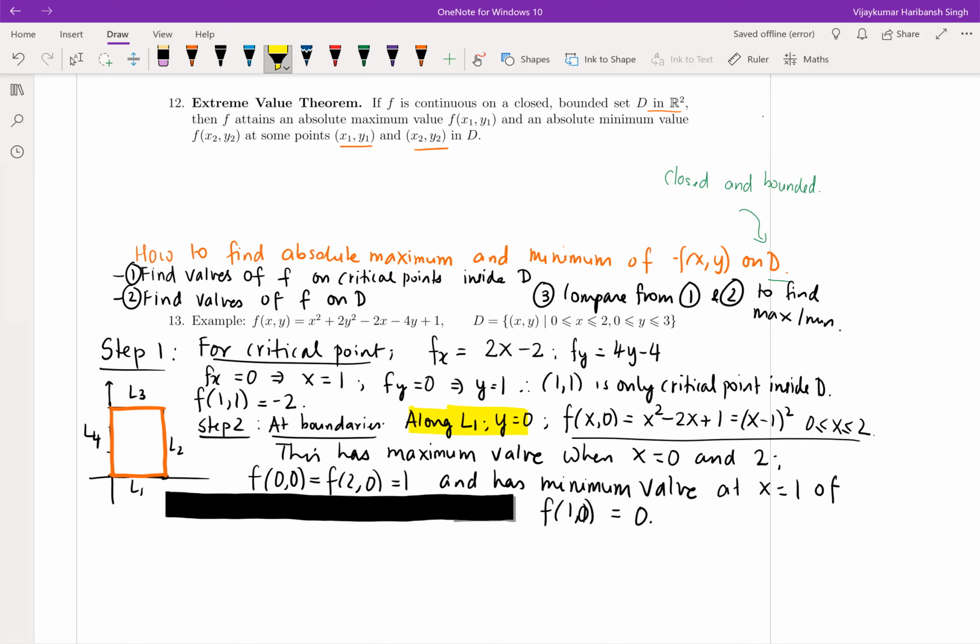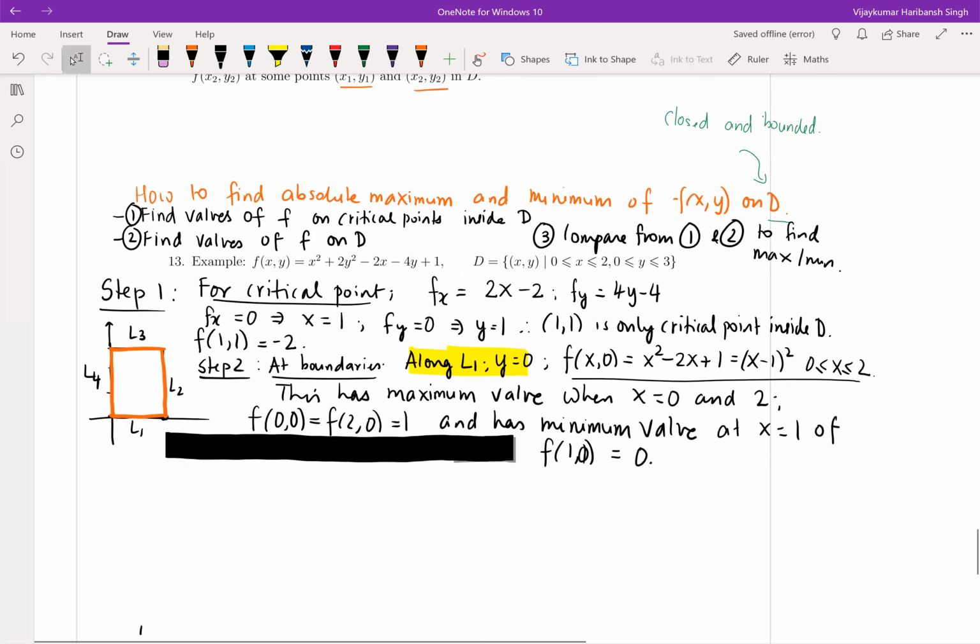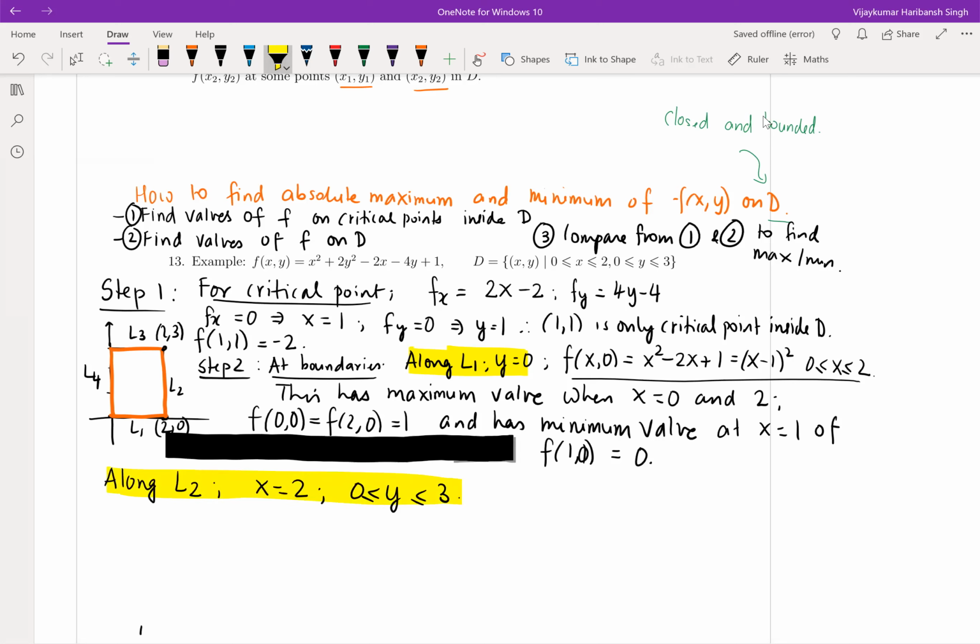Now we'll talk about L2. Now along L2, what do we have? This is (2, 3), this is (2, 0), right? So along L2, x is equal to 2 and y goes from 0 to 3. So now we are taking care of the second boundary. That way we'll have to take care of all the boundaries.